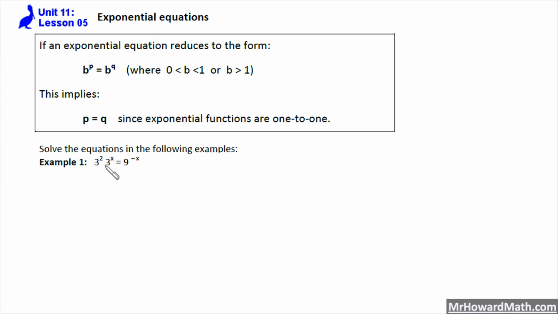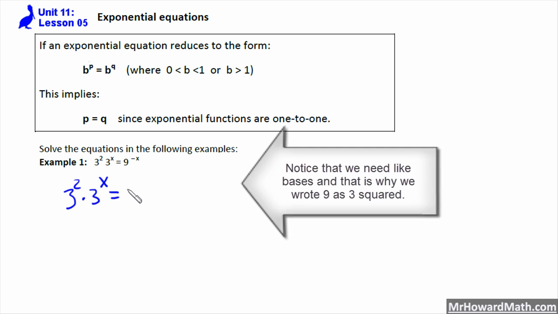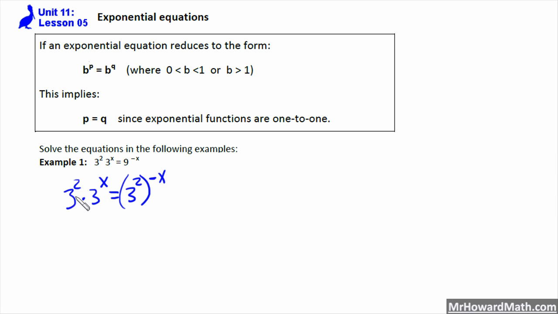So example 1, 3 squared times 3 to the x power is equal to 9 to the negative x power. So we can rewrite this. 3 squared times 3 to the x equals 9 is the same thing as 3 squared, and then raise that to the negative x power. So we can do some simplifying here. We have like bases being multiplied here, so we're applying our exponent rules. So that means we add the exponents.